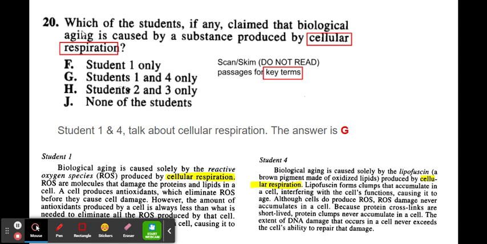So we'll look at the question first. Which of the students, if any, claim that biological aging is caused by a substance produced by cellular respiration? Okay, so we're looking for cellular respiration. All of the passages are about biological aging. So as I skim the passages, I see cellular respiration in two students' explanations, student one and student four. So the answer for this one is G.